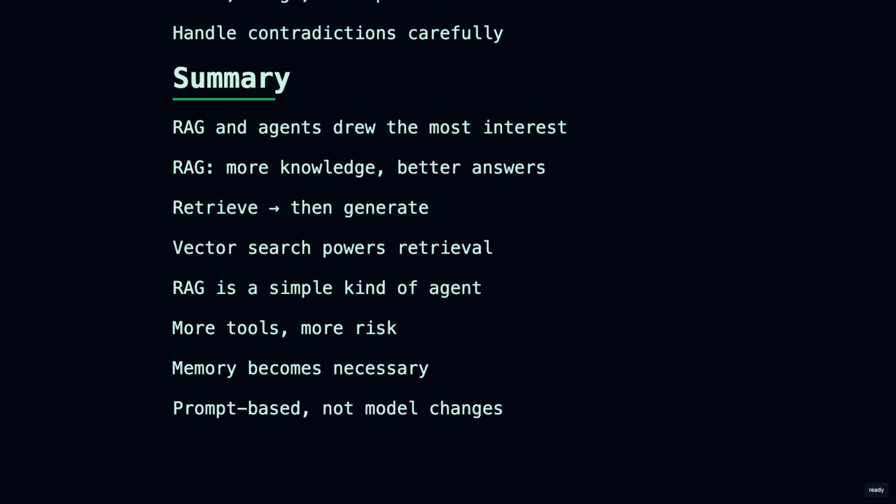One final distinction is that both RAG and agents work through prompts and inputs. They do not change the model itself. The next chapter moves beyond prompting and shows what becomes possible when you modify the model directly.